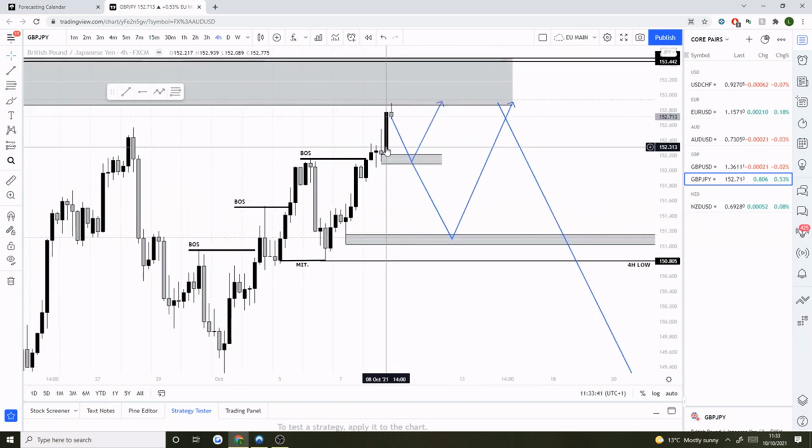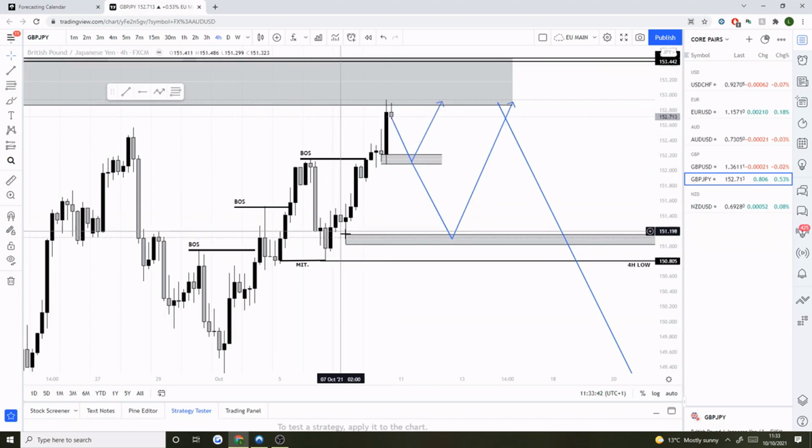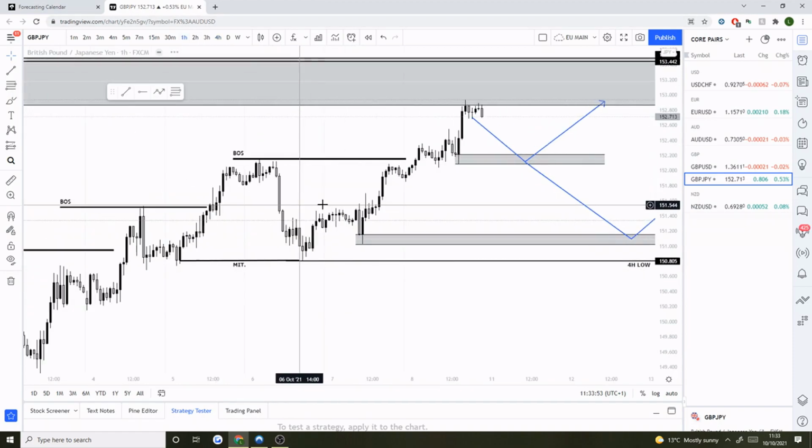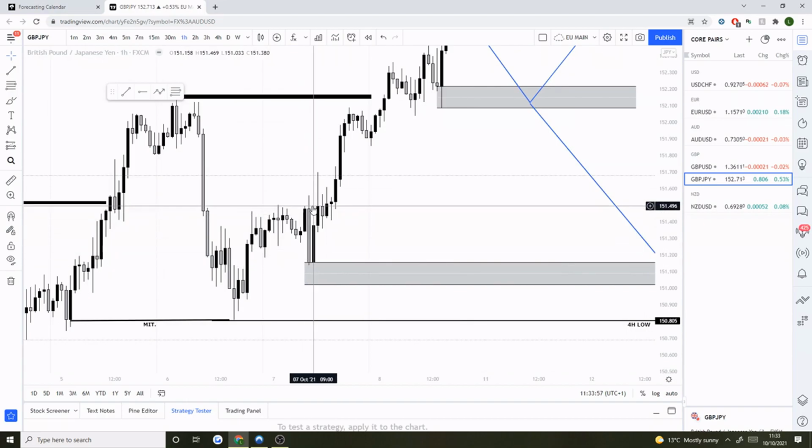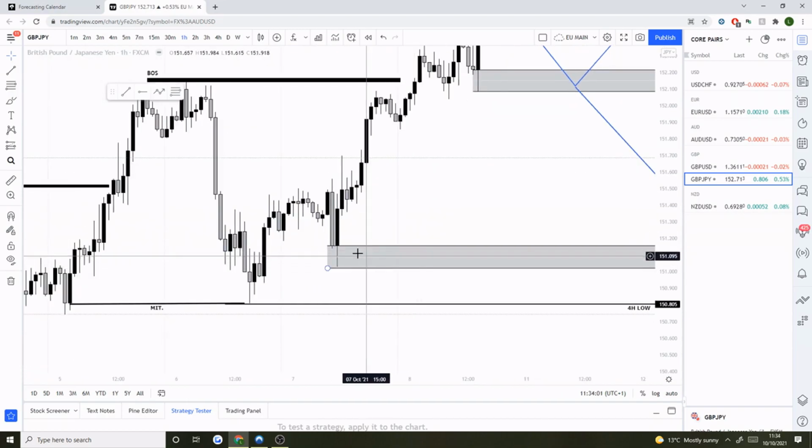Now, in terms of where to actually buy from, where this most recent break of structure came from, if we follow it back down, it really comes from this wick here. So we've got that wick here, and then if we look within that whole candle on the 4 hour, it's this area here, and we can see that there's a wick here which is a lot longer than the previous wick.